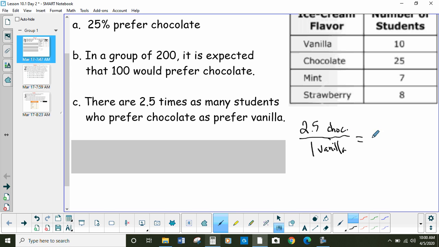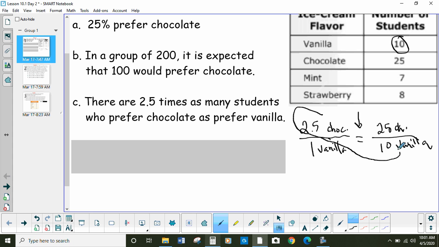Is that proportional to what we have over here? Again, I put chocolate on top. I got 25 chocolates from the table. And vanilla, I have 10. This time I'm not using the total, right? I'm using vanilla. And the question is, do these two equal each other? Are these two proportional? Well, if I cross multiplied, for all proportions, this is true.